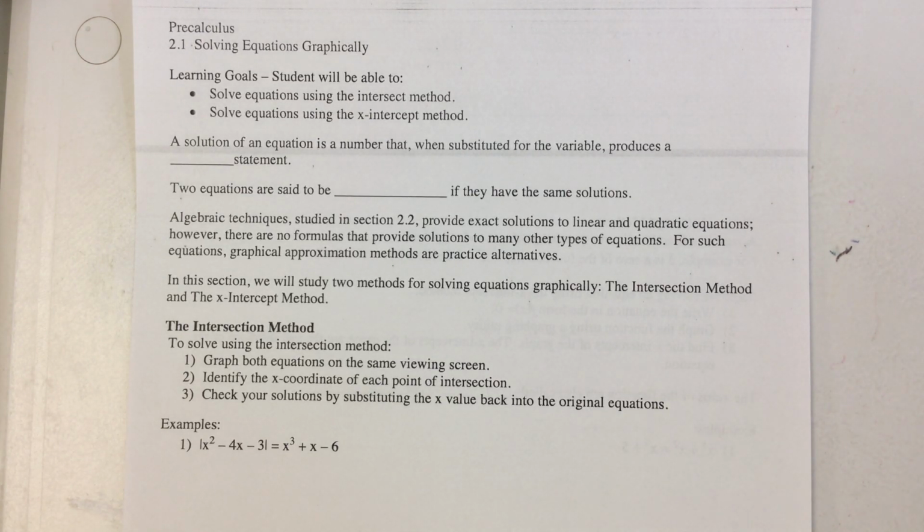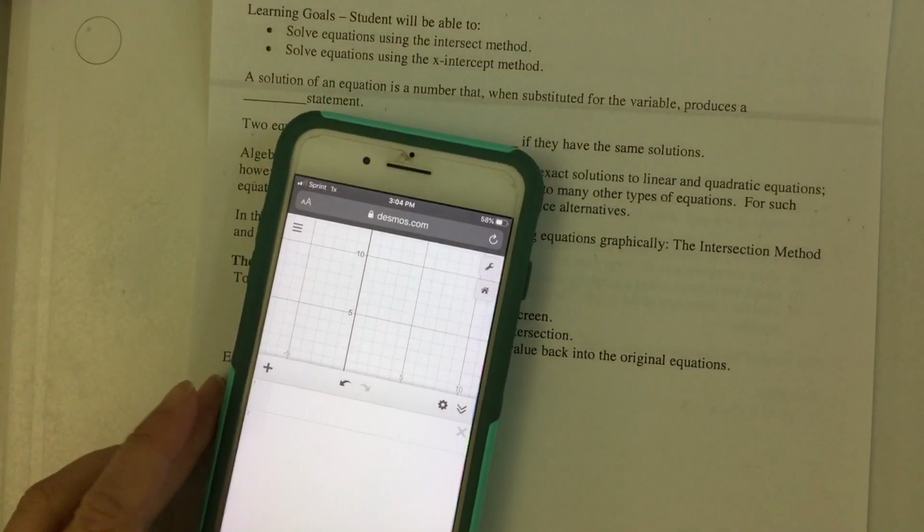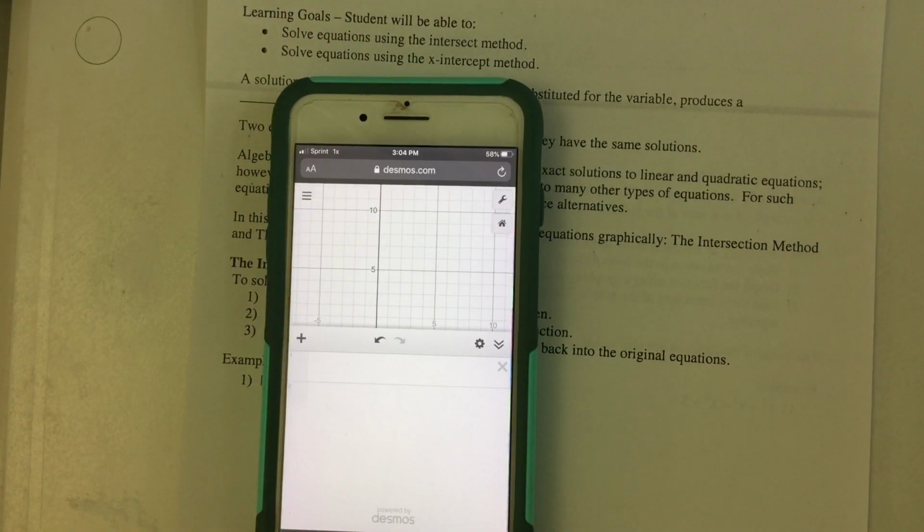Today we are looking at Pre-Calculus, Chapter 2, Section 1. We will be solving equations using the graphing utility Desmos.com. So you want to make sure that you have access to Desmos.com, whether it be on your phone, on a computer, or on a tablet.